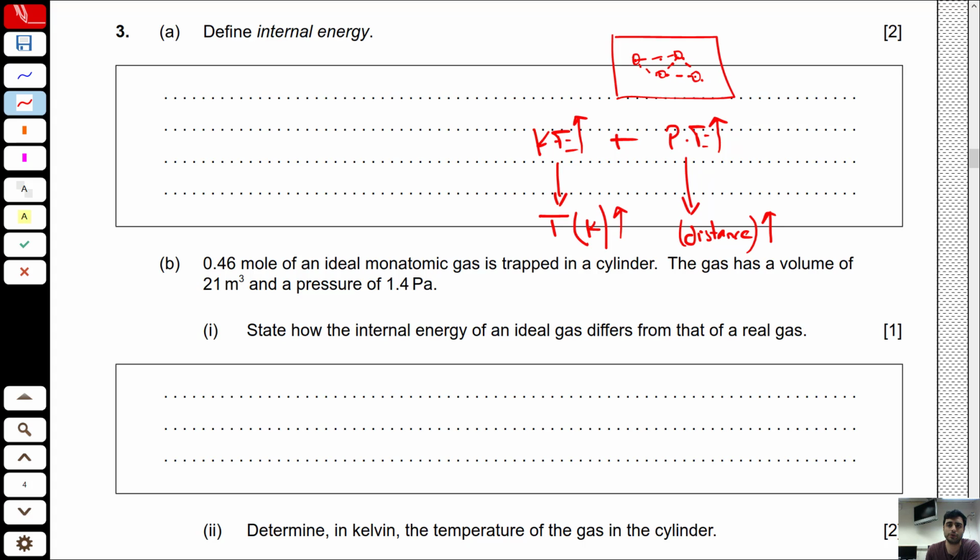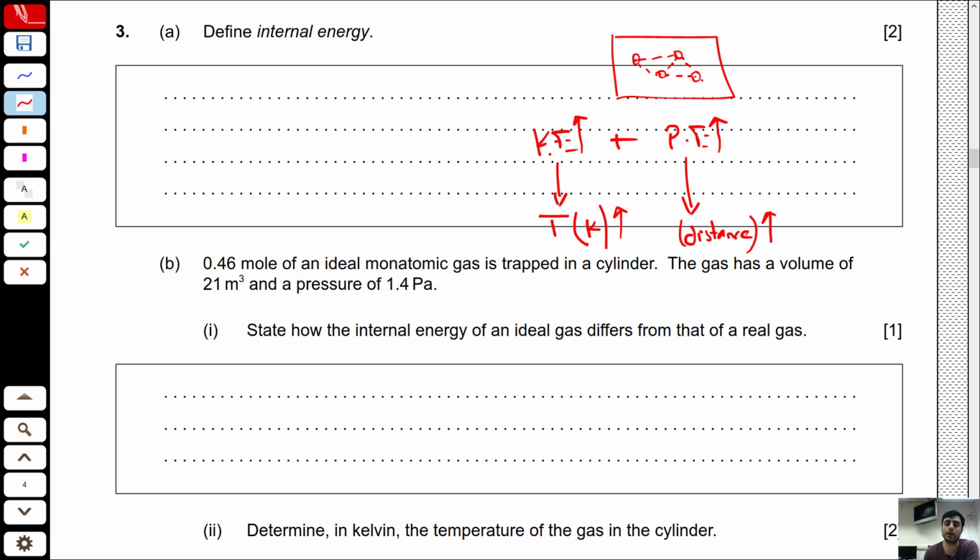So there are always some intermolecular forces of attraction between the molecules, and they're always attracting each other. So if you want to increase the space between the atoms, then you have to overcome these intermolecular forces, and to do that you need to provide potential energy.